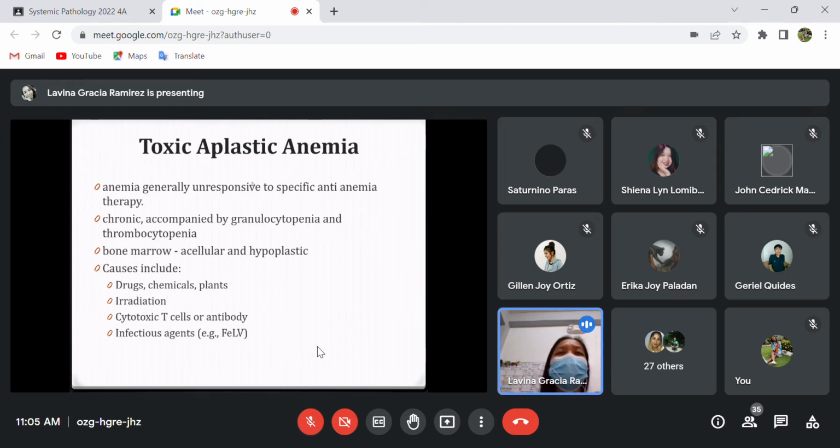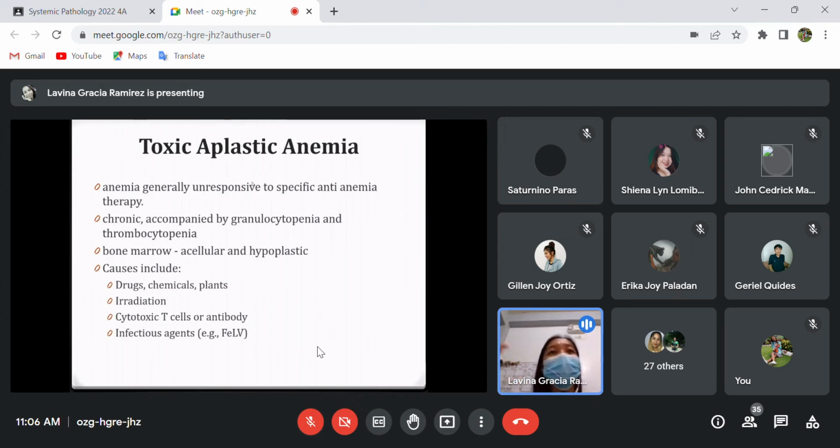Okay, so what happened in toxic aplastic anemia? There's a chronic accompanying granulocytopenia and thrombocytopenia. Take note, there's a term granulocytopenia and thrombocytopenia. When you hear about granulo, that means we're talking about the granulocytes. And cytopenia, cytos the cells, the penia is reduction. So there is a mass reduction of your granulocytes and at the same time mass reduction of your thrombocytes.